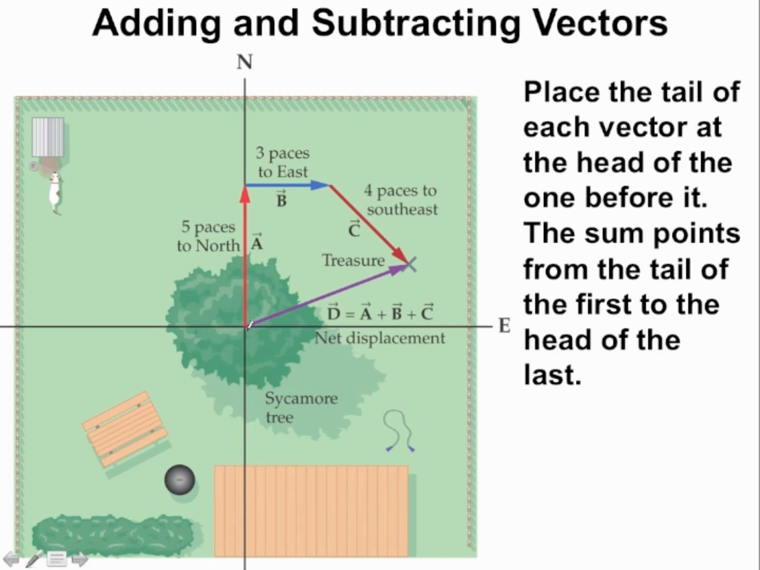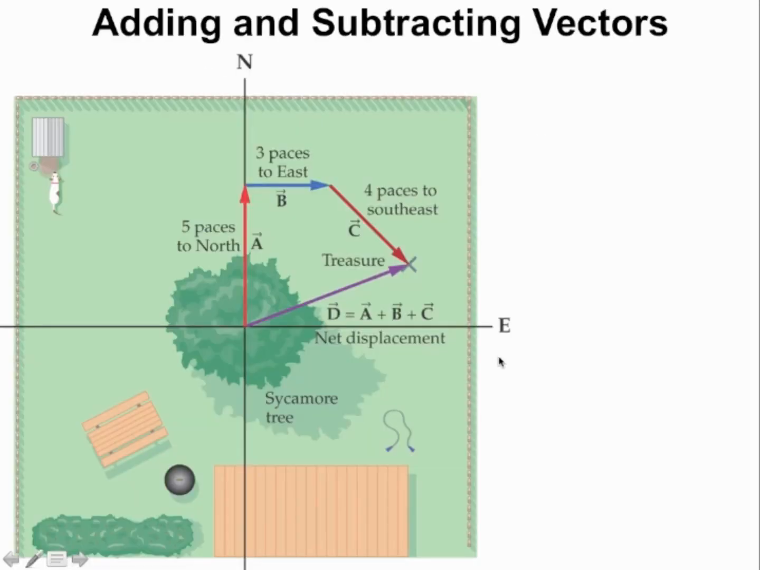And let's suppose that instead of 5 paces north, 3 paces east, and then 4 paces southeast, we did a different order. We did 4 paces southeast. Try my best to draw that now. 4 paces southeast. And then we did 3 paces east. Notice that I'm going 3 paces east. And then at the end we do 5 paces north. And notice how I end up in the same exact spot, even though my order was different.